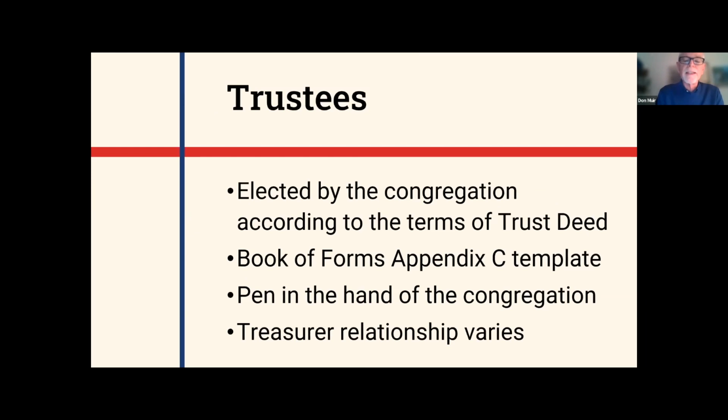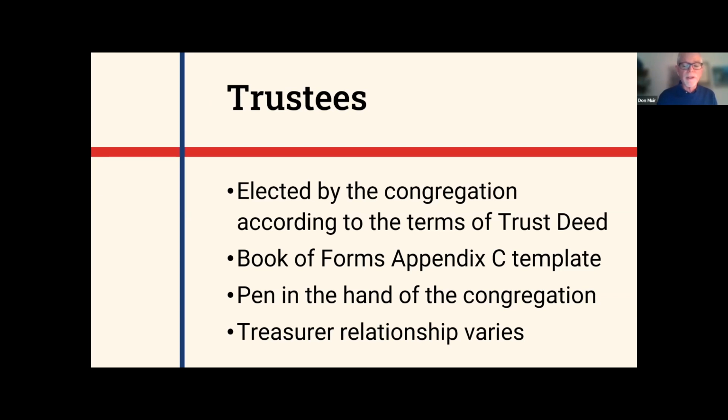Every congregation should also have a trust deed, and that's a document that describes the role of trustees, how they're elected, how long they serve, what they're empowered to do, and so on. If your congregation has not prepared a trust deed, I recommend that you have a look in the Book of Forms. Near the back, there's a series of appendices, and one of them, Appendix C, provides a template for a trust deed that would help you to devise your own.